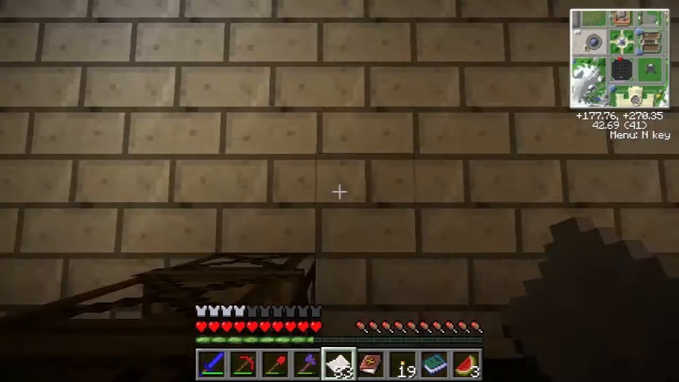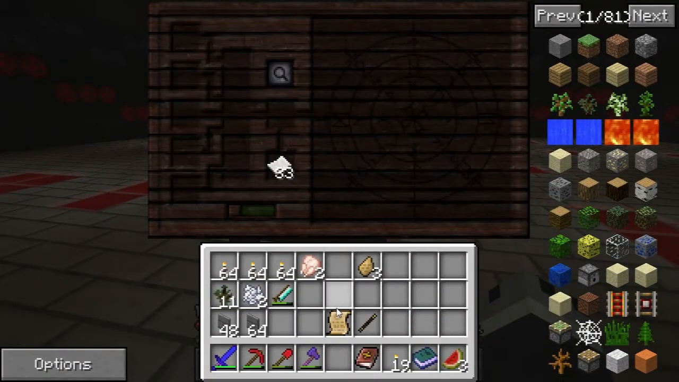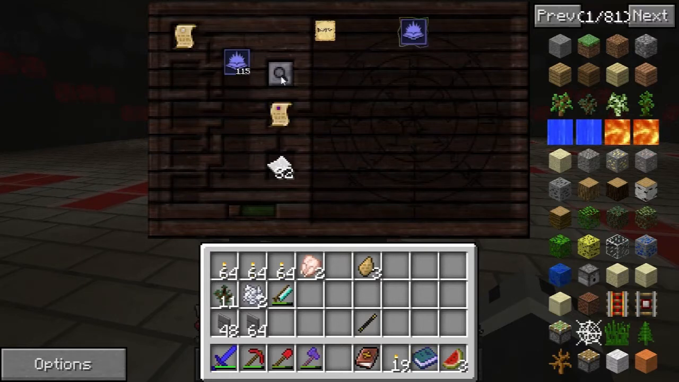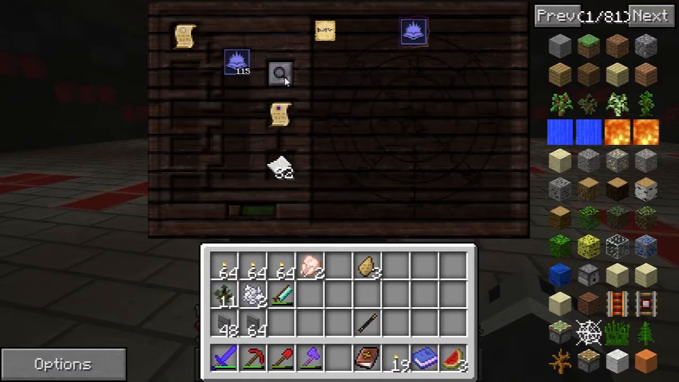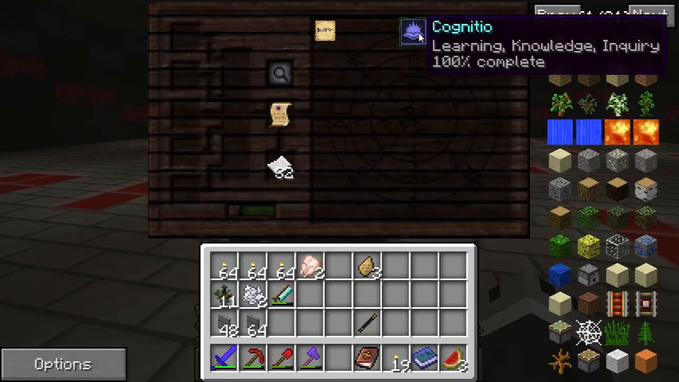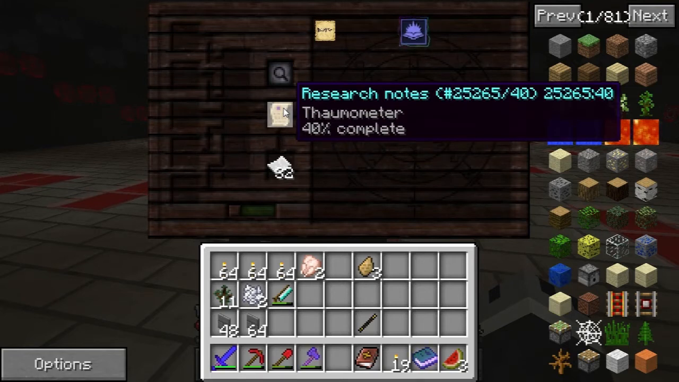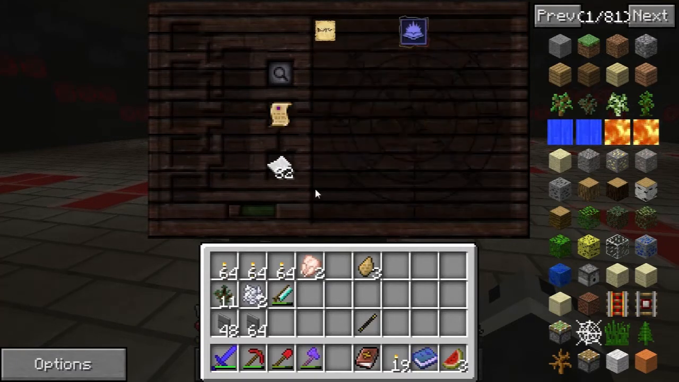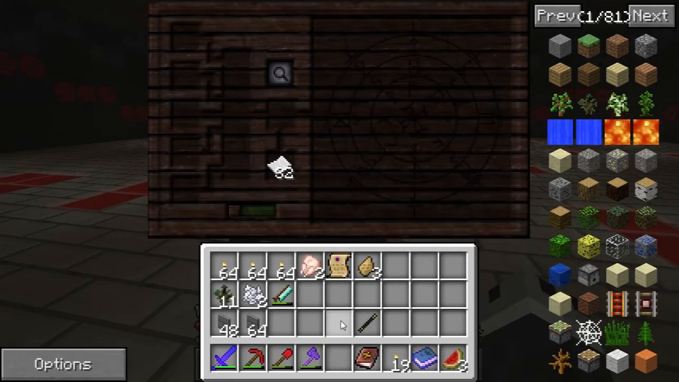One second. Okay, well I kind of forgot I needed paper for the research table, so that's going to be helpful. I'll put that in there. And now, if I research this, 100% complete, 40% complete. I don't get it. Thermometer. Looks like I'm going to need some more knowledge fragments to complete that for now. So it looks like I'm going to need to put a chest down here for my research.